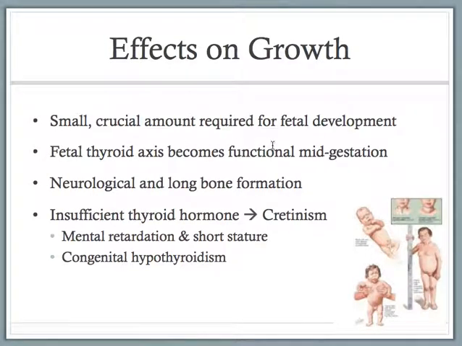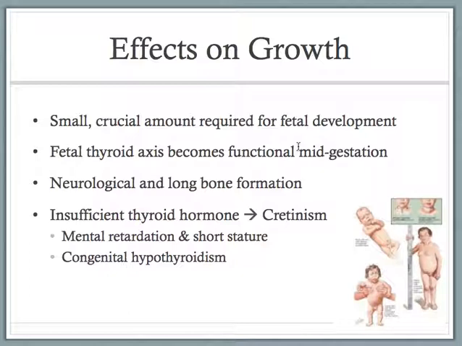Okay, as I've also mentioned, thyroid hormone is critical for the first trimester for fetal development. The fetal thyroid axis, so that means the fetus's own thyroid, becomes functional at mid-gestation, so about the 20-week point. So before then, it needs to be provided by the mother. And remember, adults need about 150 micrograms of iodine per day. Pregnant women need about 50 extra, so they need 200, and that's to provide access to the fetus to aid in the neurological and long bone formation.